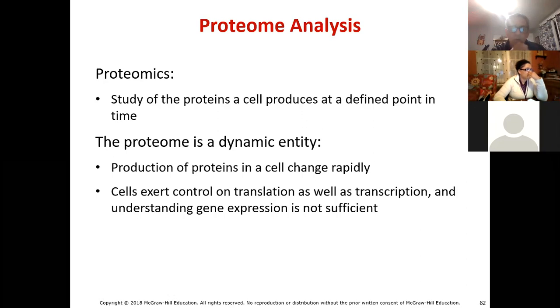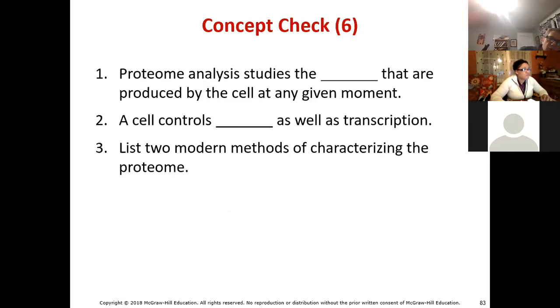Cells exert control on translation as well as transcription, and understanding gene expression isn't sufficient. So you might have genes, but what you really want to know about is what proteins are actually being expressed, and looking at those. And you have groups of proteins that control what we call biochemical pathways and different things, and throughout your life that changes. So that's what proteomics is. Proteomics analysis studies the proteins that are produced by a cell at any given moment. A cell can control translation as well as transcription.